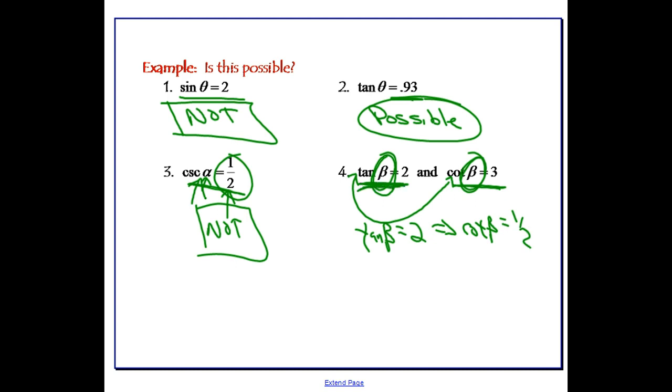So each of these facts separately are perfectly fine, but join them together with an "and" and that fact is also not possible.